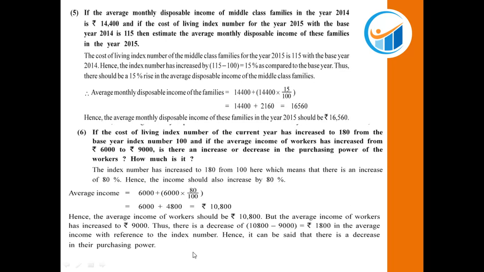But the average income of the worker has increased to only 9,000. So orally we can say 6,000, in that a 50% increase is 3,000, so it will come to only 9,000. So thus there is a decrease of 10,800 minus 9,000, that is 1,800, in the average income with reference to the index number. Hence it can be said that there is a decrease in the purchasing power of the workers, and that decrease in the purchasing power is by rupees 1,800.